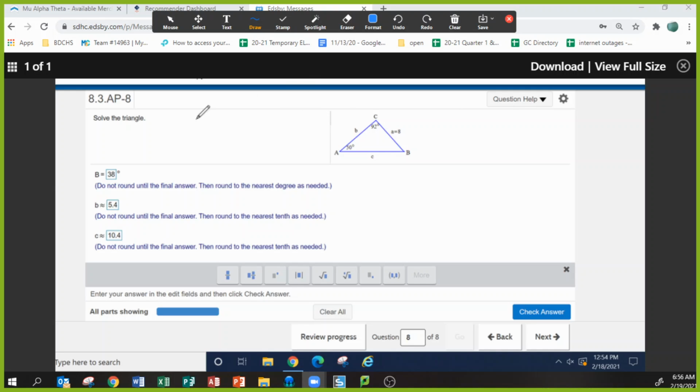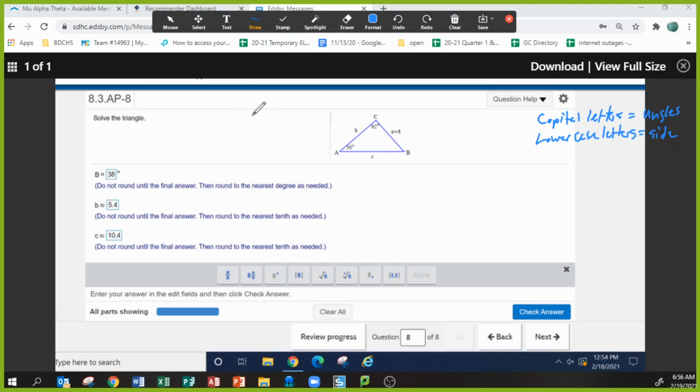The first one, we have a capital B here. And remember, capital letters always equal angles. Lowercase are sides. So let's start by finding the measure of angle B.